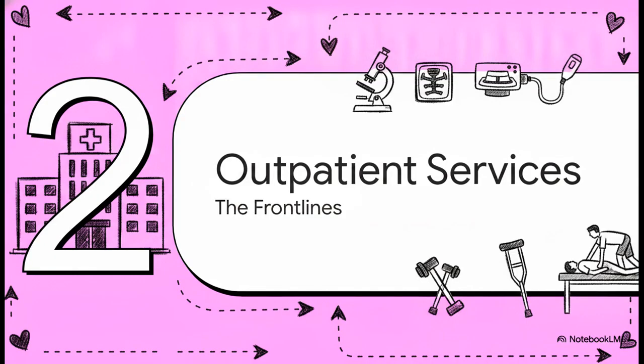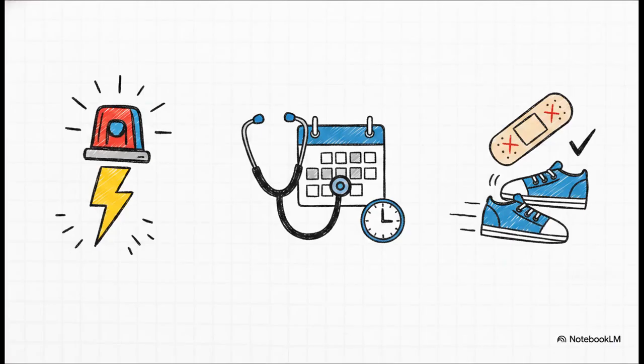Moving right along to Section 2, Outpatient Services Explained, which are really the front lines. Stepping into our first active wing, this is where folks come for diagnostic, therapeutic, or rehabilitative care without ever needing to be formally admitted to a bed. You just come in, get treated, and go home. This wing is split into 3 main areas, and they all operate at a totally different rhythm.